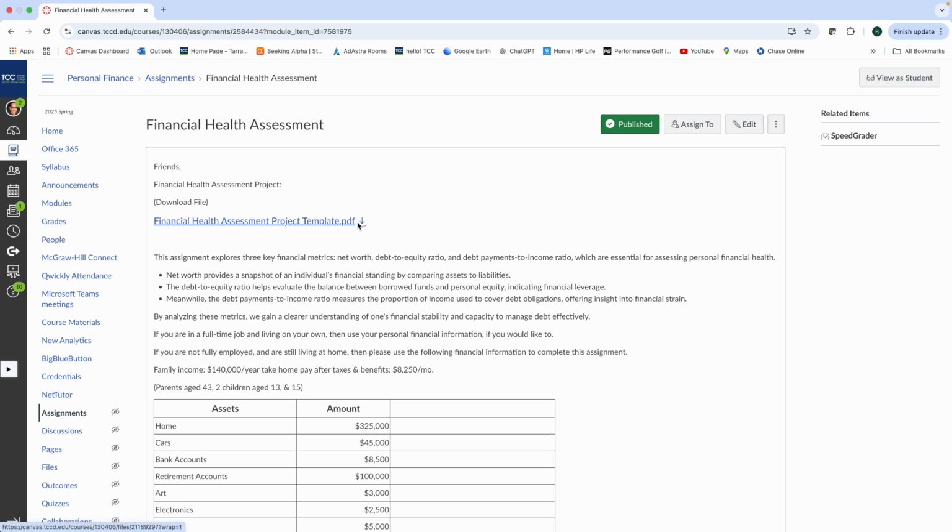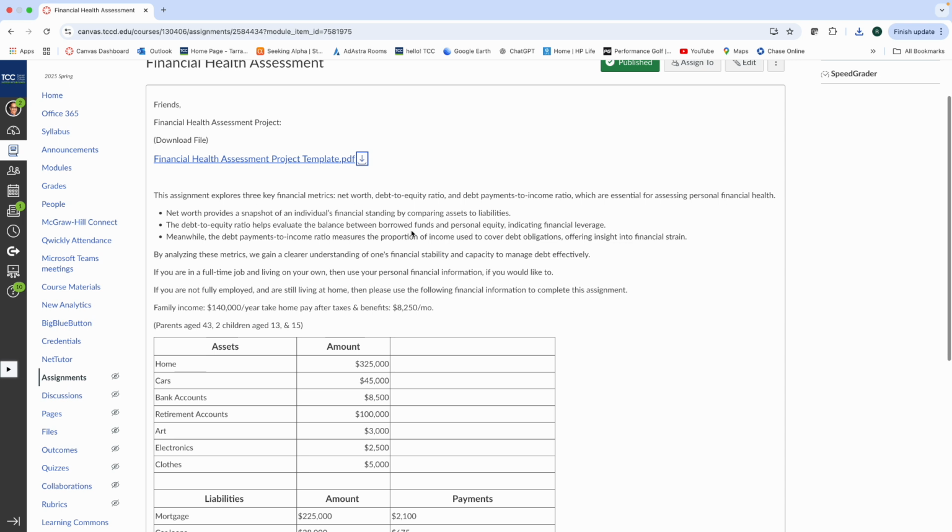First thing you need to do is download this template. This template is a blank template. It's for you. I would keep it. As soon as you download it, I would open it and then save as Financial Health Assessment Project with your name in it. I would do mine as Randy Saleh, and that's how you're going to upload it back to me. So that's the first thing we do. I'm going to show you how all that works out.